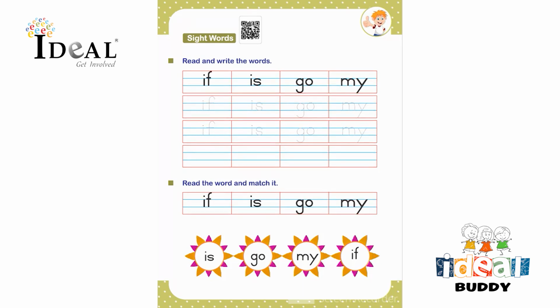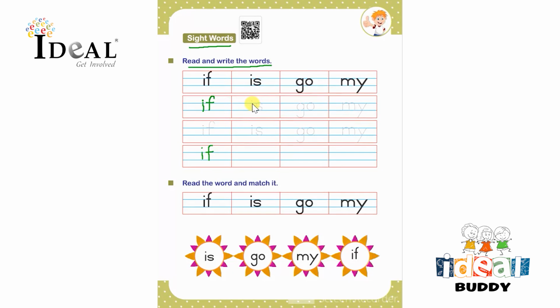Hello everyone. Here the topic is sight words, and the child has to read and write the words. So the first sight word over here is if, I-F, if. So the child first has to trace the word and then trace it again over here, and then they have to write it in the space given below.